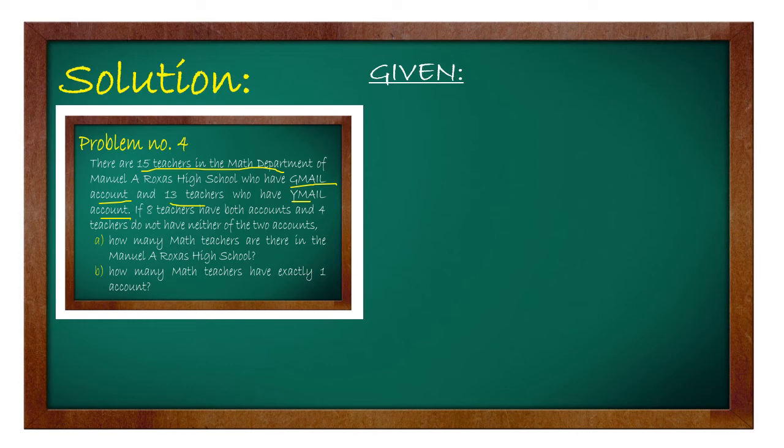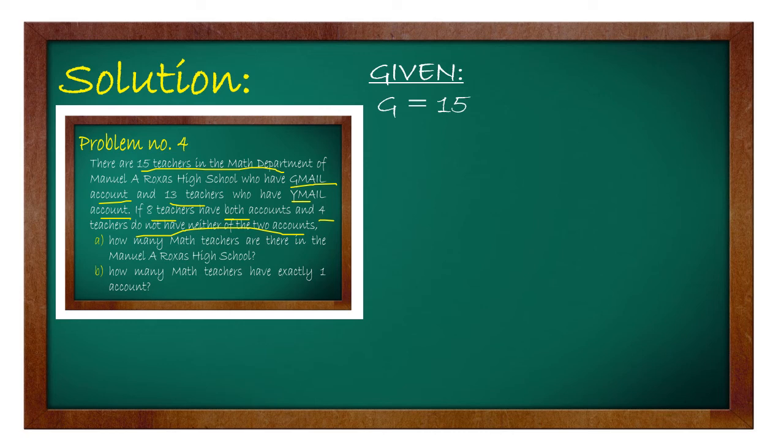And then, sabi niya, 8 teachers have both accounts. So, sabi natin, pag both, ibig sabihin, intersection. So, we have the set G intersection with set Y is equal to 8. At meron tayong 4 na teachers na hindi gumagamit ng Gmail or ng Ymail. Ibig sabihin, that refers to the complement of the set G union set Y. Then, pag nasulat na natin lahat ng given, pwede na natin siyang ilagay sa Venn diagram.